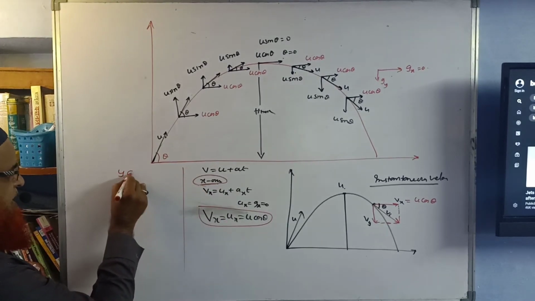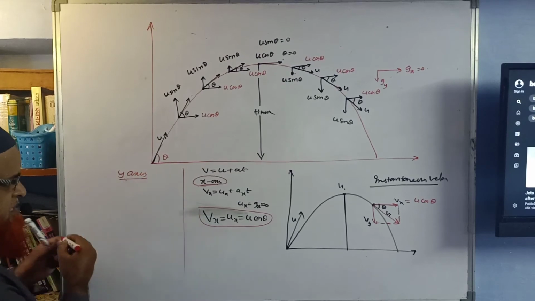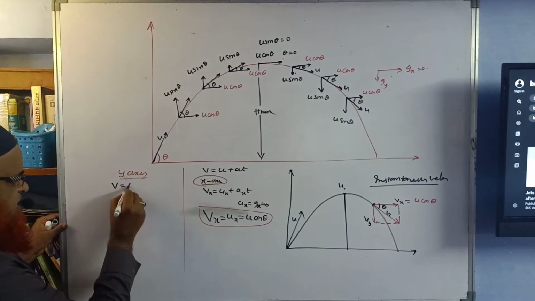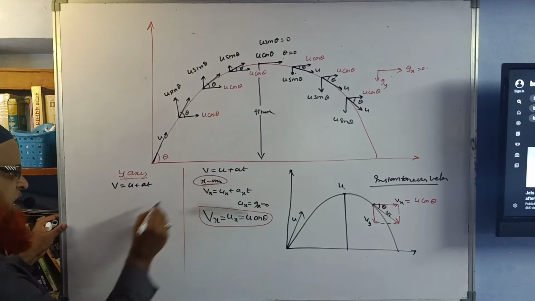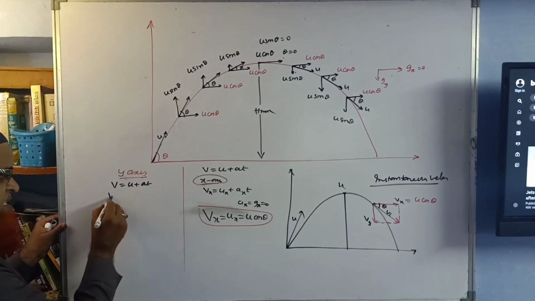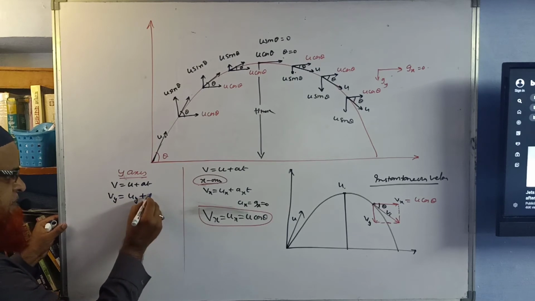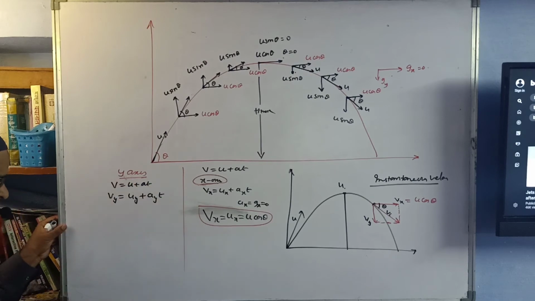Then what is happening along the y-axis? That is our question here. The same old formula you are going to write: V is equal to U plus AT. But as it is along the y-axis, you write Vy is equal to Uy plus Ay into T. That's it.